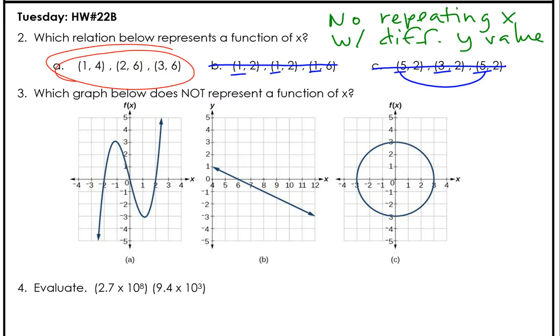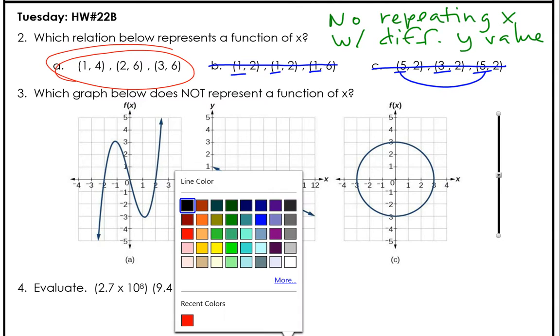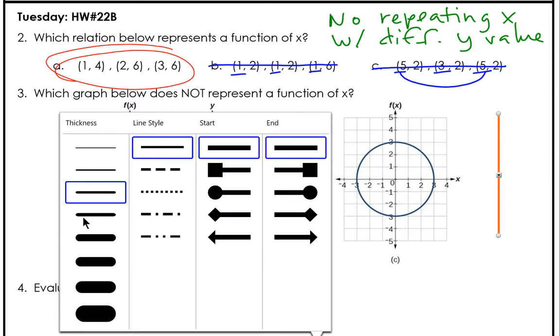Question number 3. Which graph below does not represent a function of x? So a function of x, when shown as a graph, which is different than question number 2, I'm looking to use something called the vertical line test. So I drew a vertical line here on the right-hand side of the screen. I'm going to make it a little bit larger so that you can really see it.